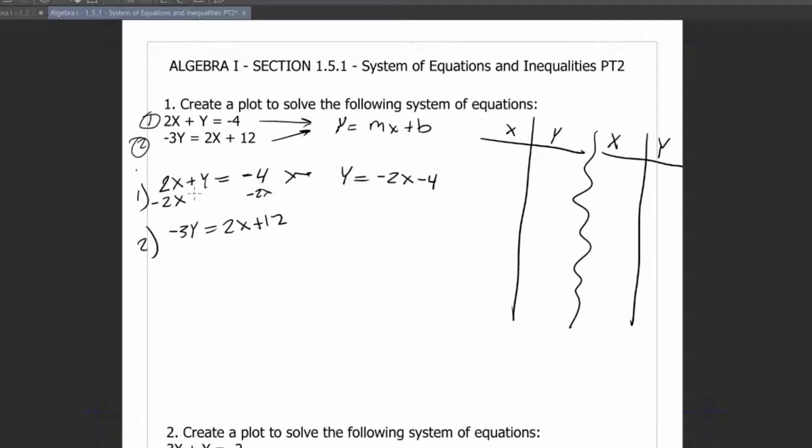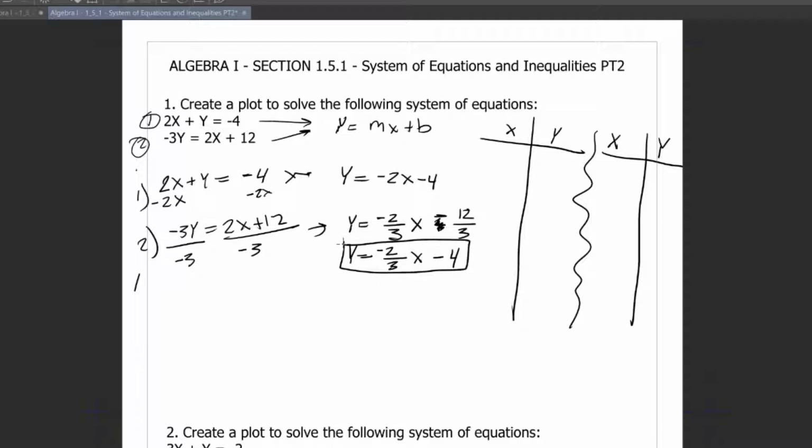So we already have this form in a sense. We're going to divide by negative 3. Divide all this by negative 3. That's going to get us y equals negative 2 over 3x minus 12 over 3, which is going to be the same as y equals negative 2 over 3x minus 4. So we have equation 2 here, and we have equation 1 here.